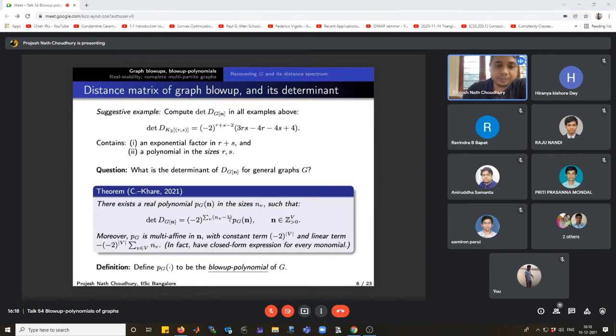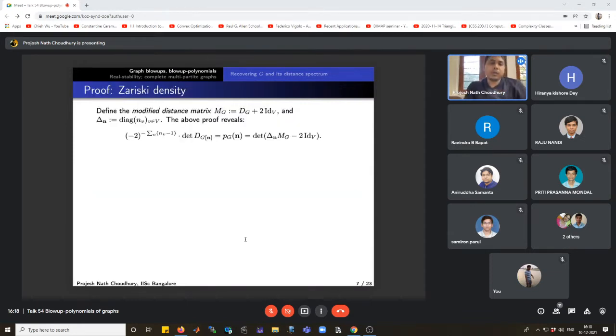So the second goal is connecting this polynomial to the distance spectrum characteristic polynomial and recovering the graph. Before I go there, I'd like to mention one thing about the proof. We prove this result in full algebraic and greater mathematical generality over a commutative ring. The proof uses something called Zariski density from commutative algebra.